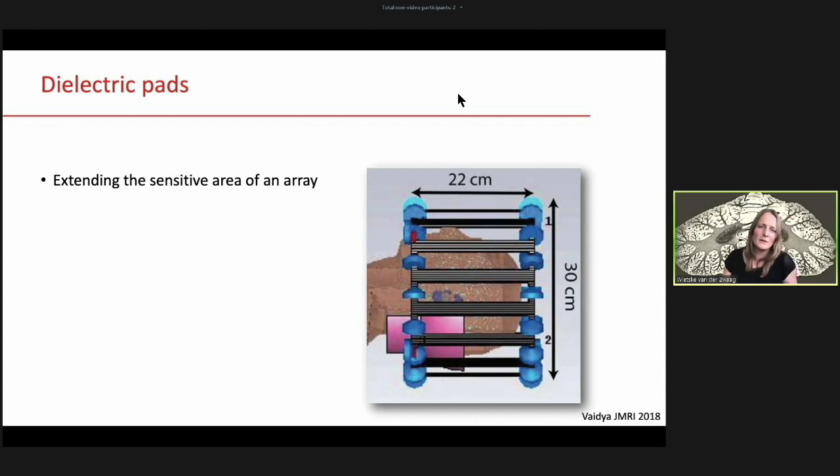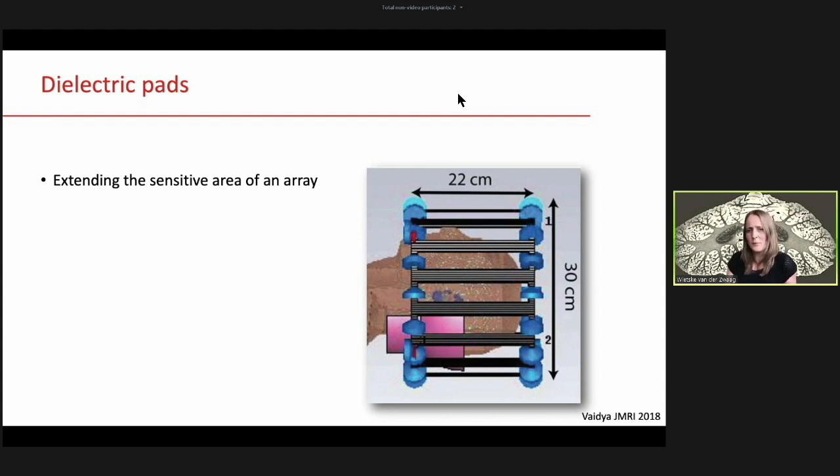Now, again, local might not be all you want. For example, if you're studying the motor system, then you might be interested in the cerebellum, but you're probably also interested in the primary motor regions. So then having a local coil is not the best solution, and you're probably better off looking at extending the sensitive area of an array coil, a head coil.